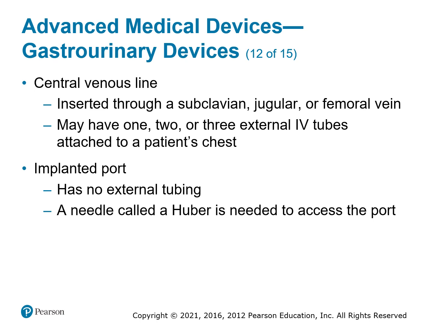A central venous line is inserted through a subclavian, jugular, or femoral vein. It may have 1, 2, or 3 external IV tubes attached, normally to the patient's chest. And an implanted port has no external tubing. This is normally found on the anterior chest. A needle called a Huber needle is needed to access the port.